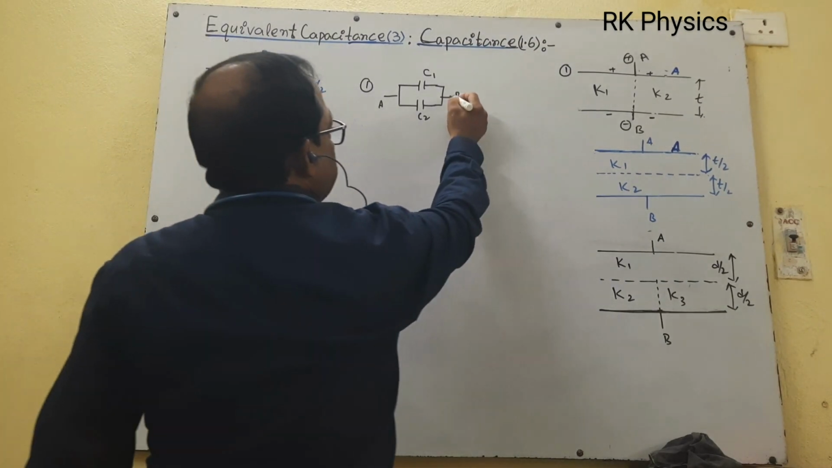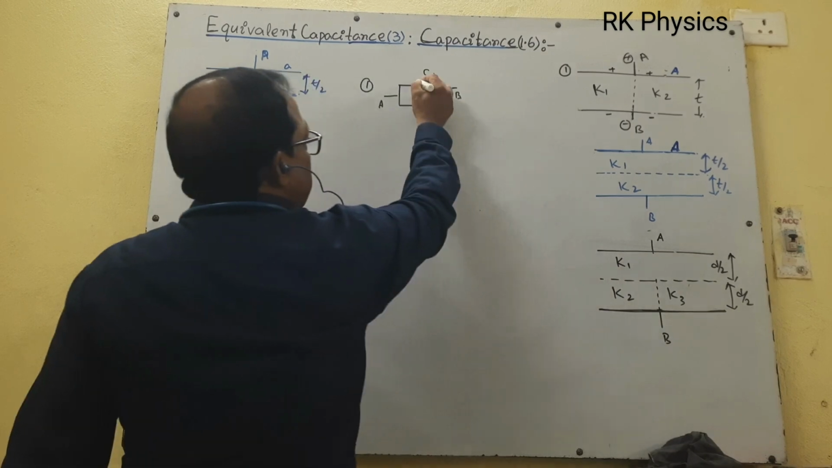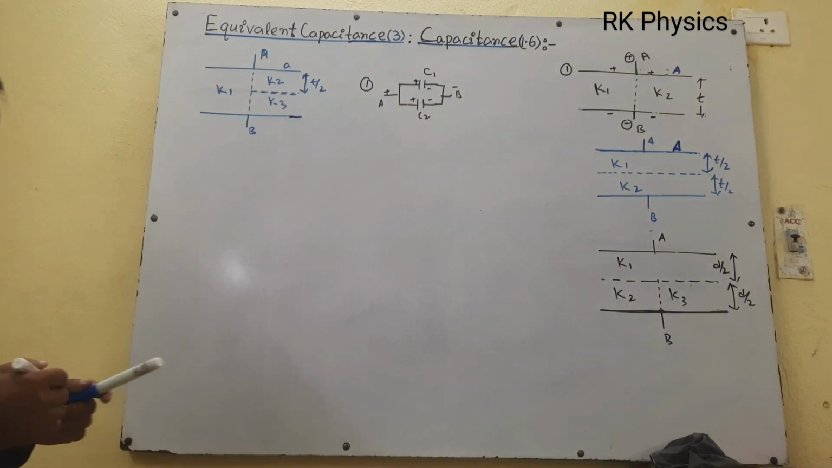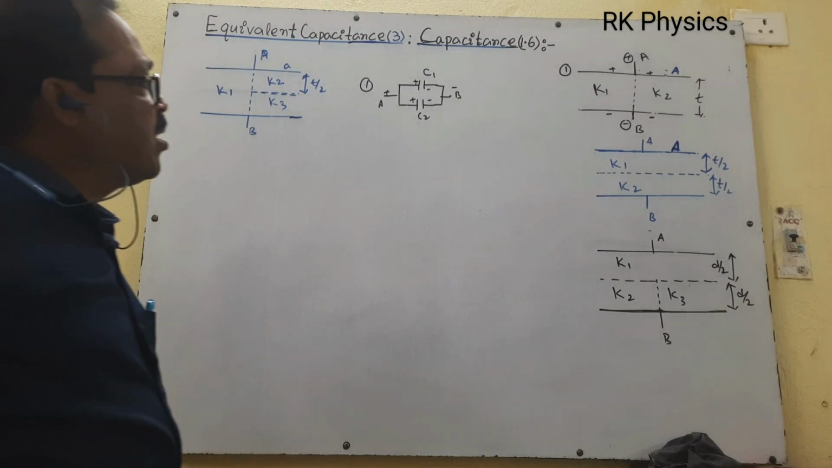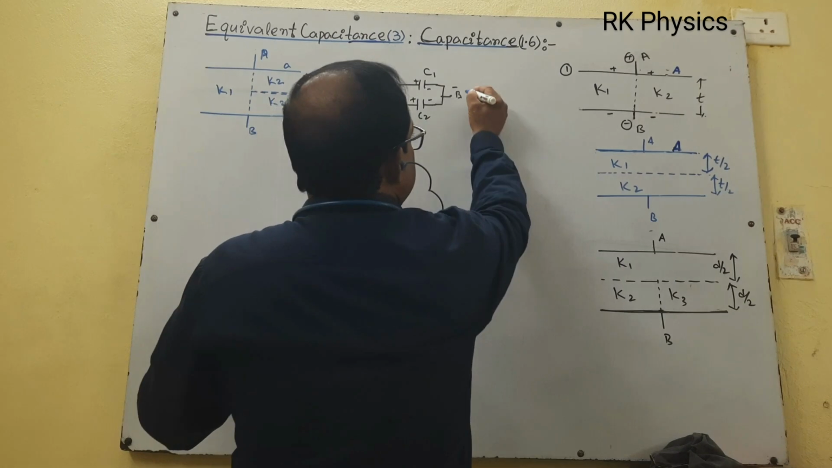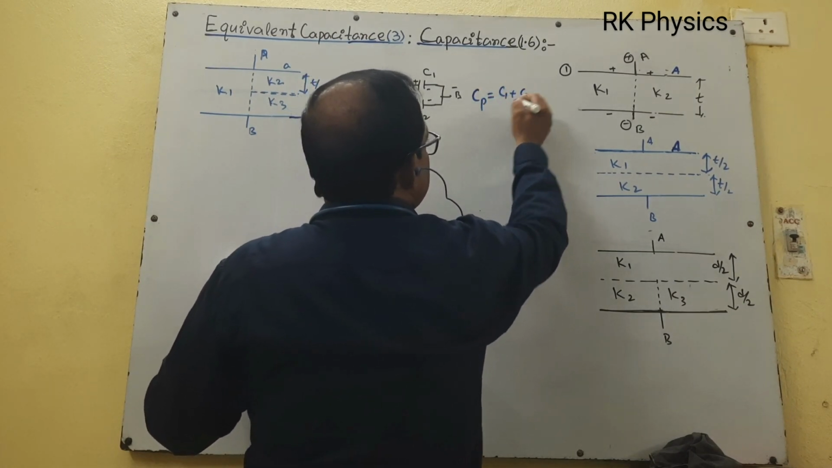Now B is minus, so the minus sides are connected together, and the plus sides are connected together. That means this shows that the two capacitors are in parallel. If the two capacitances are parallel, then what is the equivalent capacitance? That is C1 plus C2.